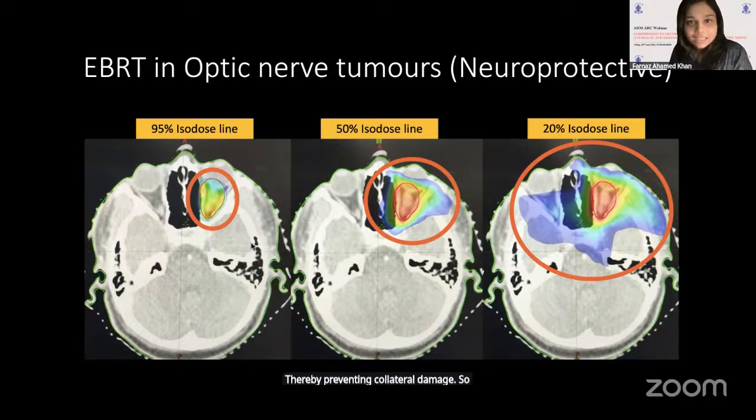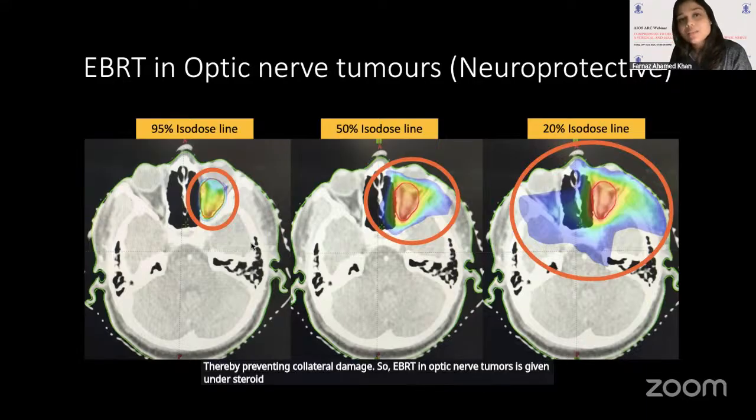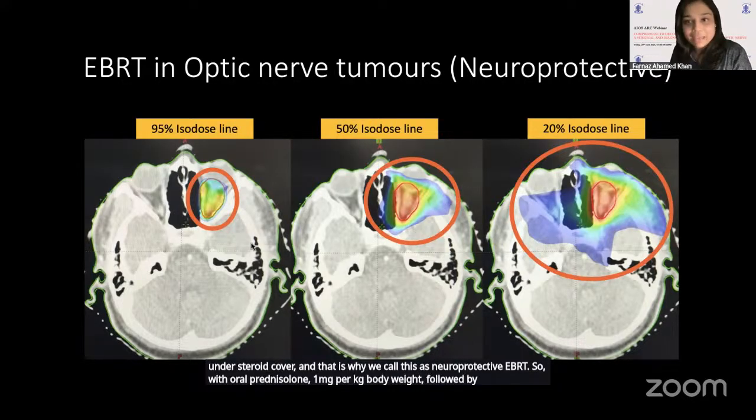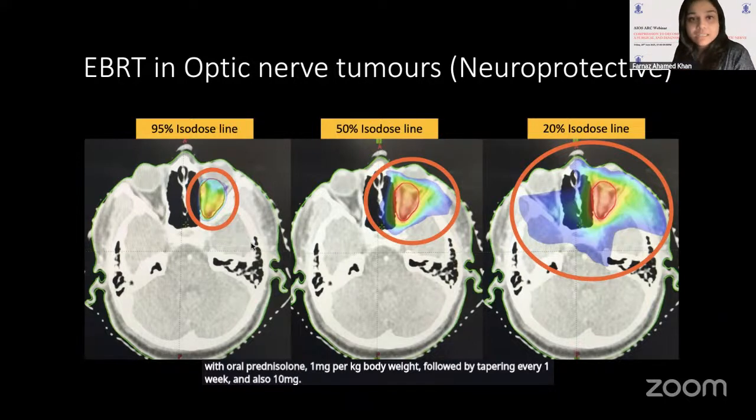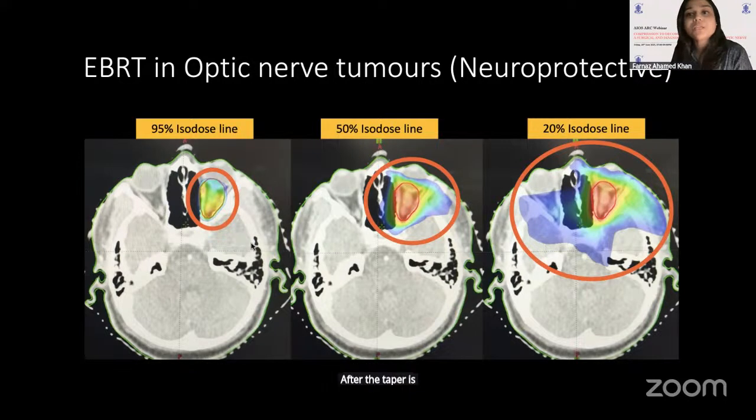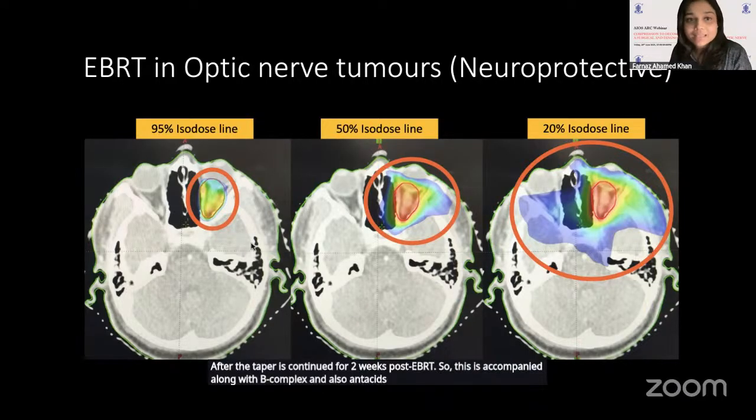EBRT in optic nerve tumors is given under steroid cover, and that is why we call this neuroprotective EBRT. With oral prednisolone, 1 milligram per kg body weight, followed by tapering every 1 week, and 10 milligram after the taper is continued for 2 weeks post EBRT. This is accompanied by B complex and antacids, thereby making this neuroprotective EBRT.